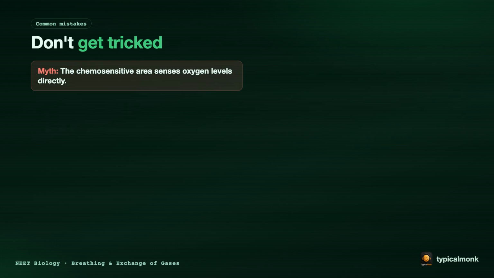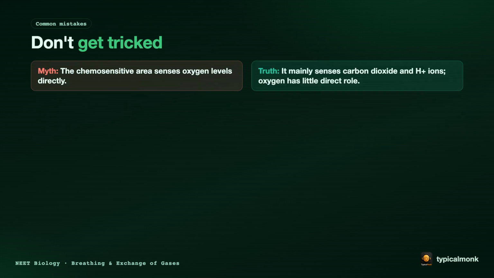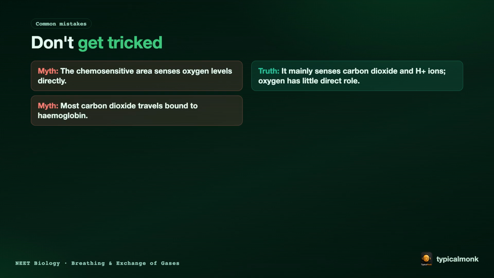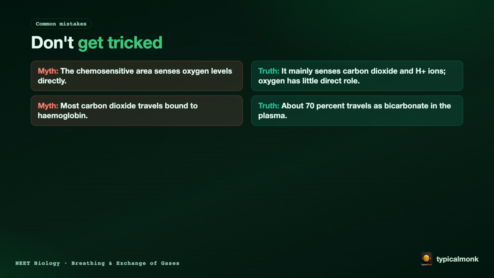Now let us clear the mistakes that students fall into. Misconception: the chemosensitive area senses oxygen levels directly. Truth: it mainly senses carbon dioxide and H+ ions. Oxygen has little direct role. Misconception: most carbon dioxide travels bound to hemoglobin. Truth: about 70% travels as bicarbonate in the plasma.